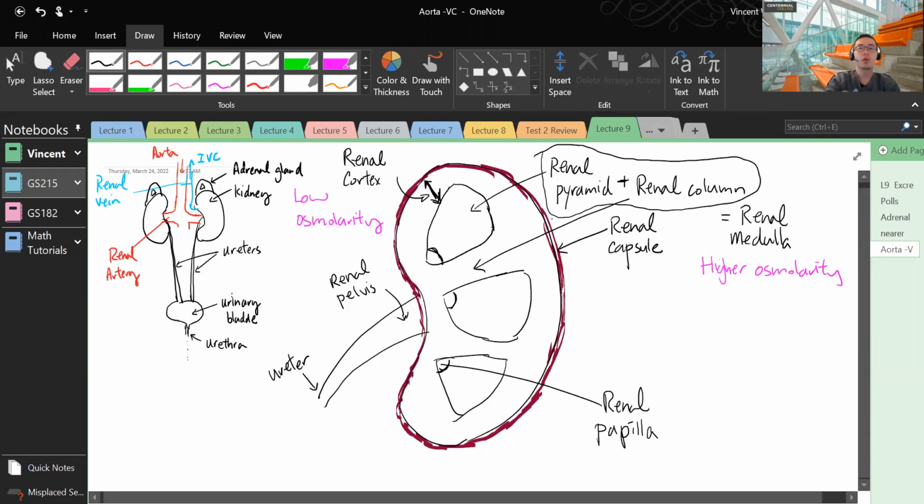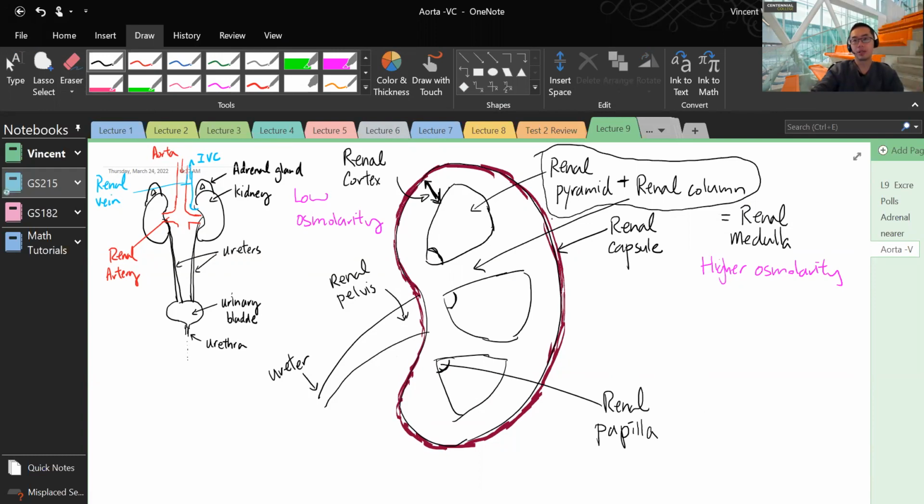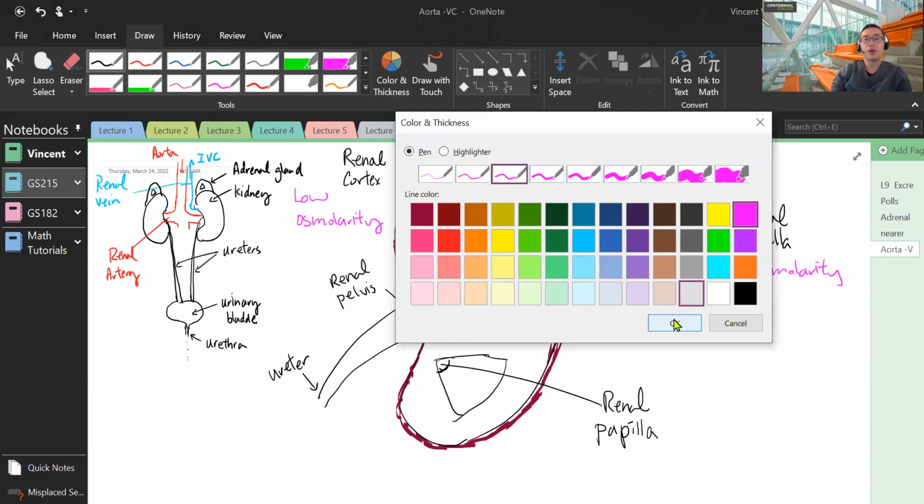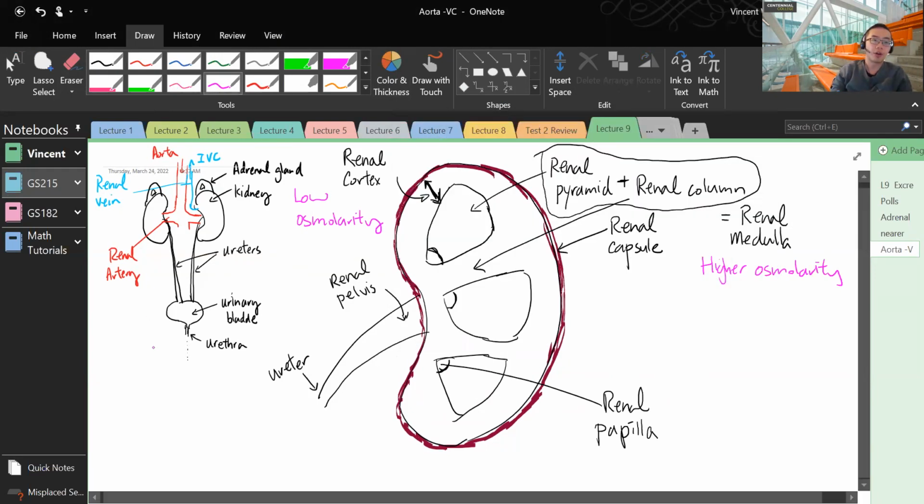Does anybody have any questions so far about what I'm drawing? What is it that we're looking at here? Okay. So earlier we talked about the nephron, right? Remember this guy? The ball, and then a U shape and comes back out. This is a nephron, right?